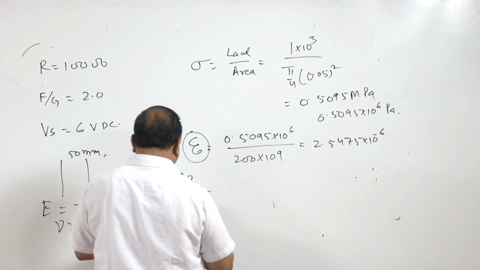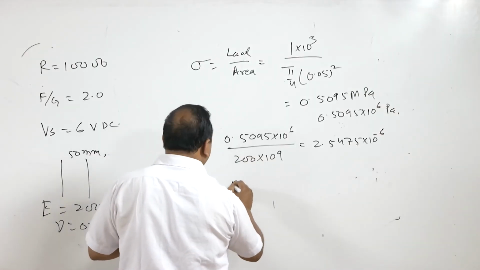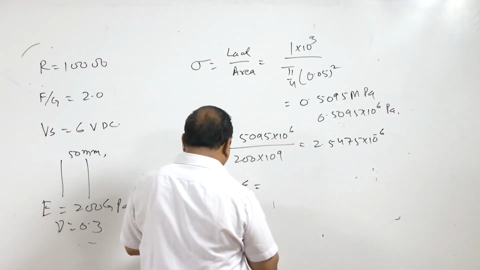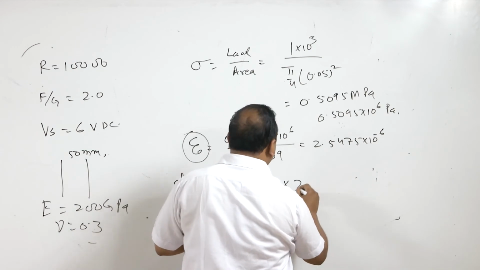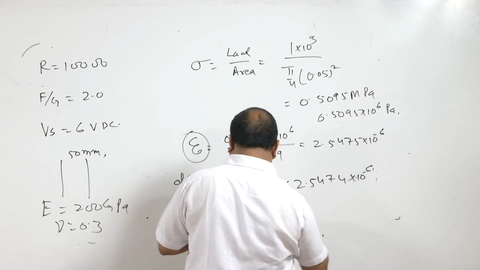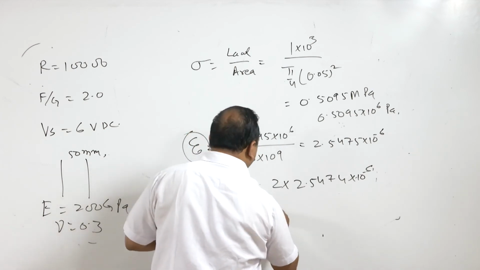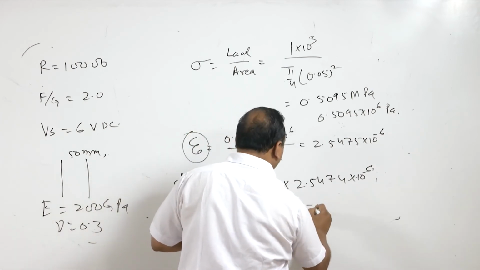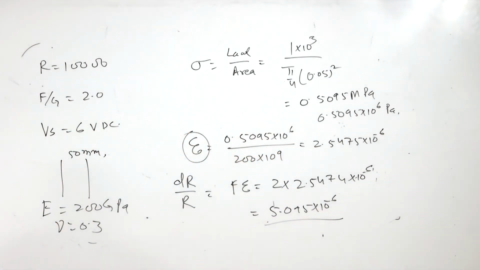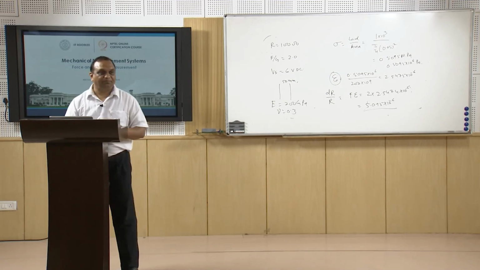Now the dR by R, change in the resistance, is equal to F into epsilon, or the G into epsilon, and that is equal to 2 into 2.5474 into 10 to power minus 6, and it is equal to 5.095 into 10 to power minus 6. This is change in the resistance dR over R.